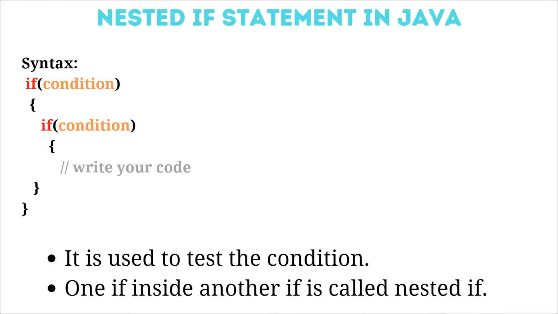So let's begin, and as you can see the syntax of nested if. First of all, you need to write a condition, if condition, and then again any condition. After that, you need to write your code, what you want to execute. After that, as you can see, it is used to test the condition, and one if inside another if is called nested if. So let's go to the code section and write the code, and after that we will watch how it actually works.